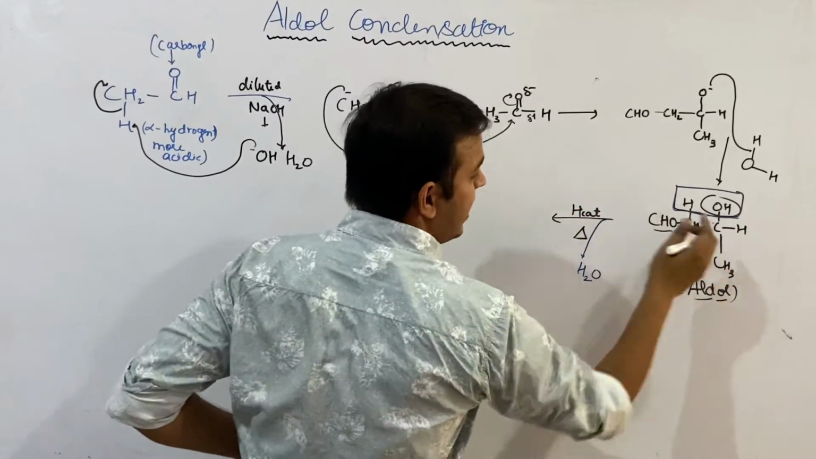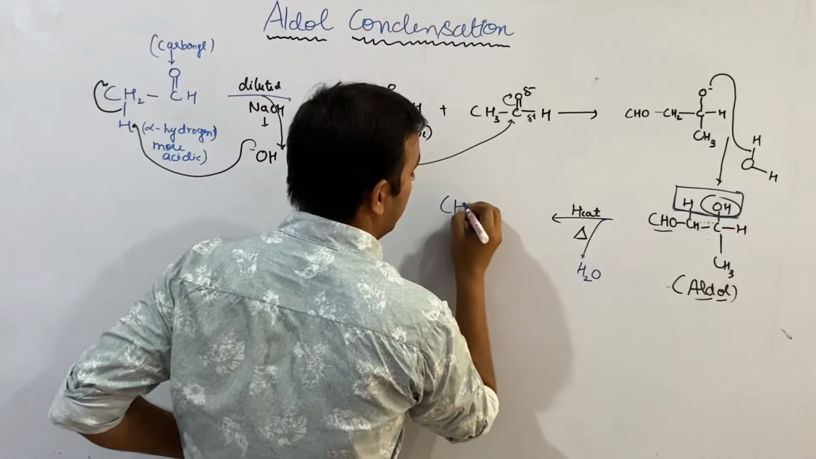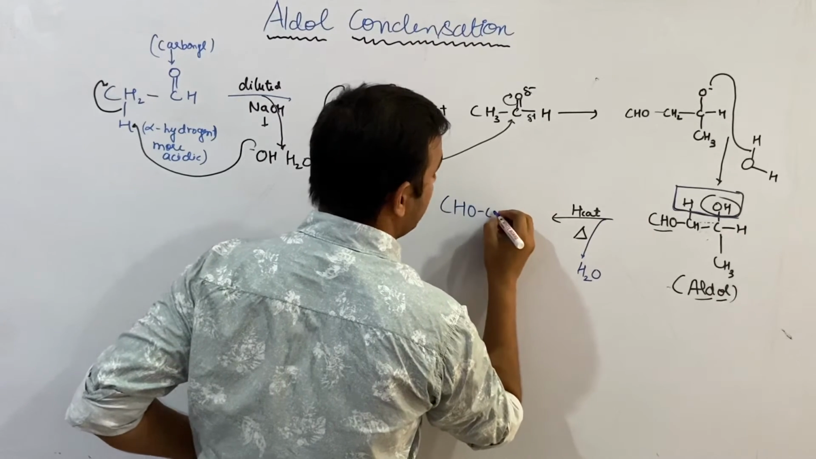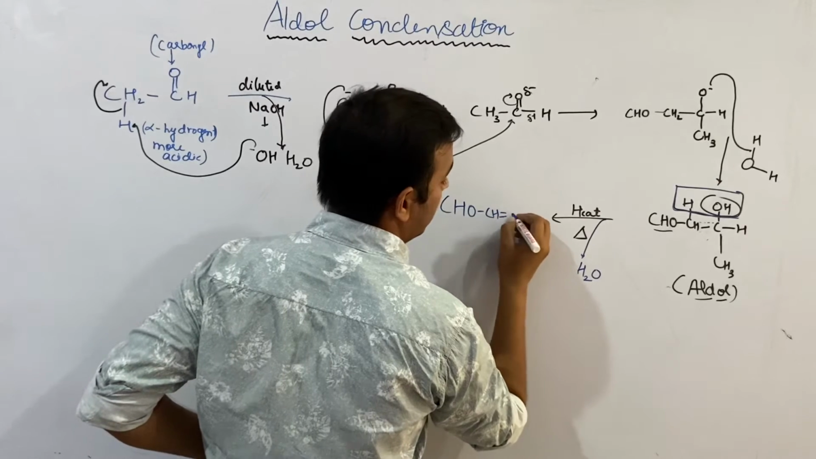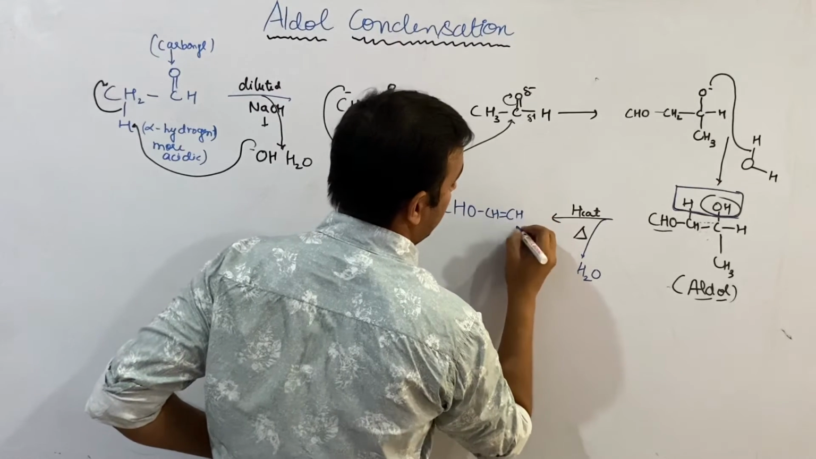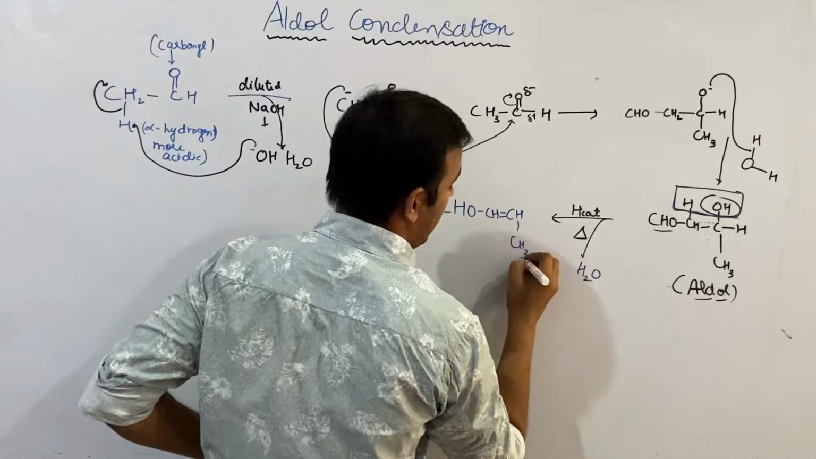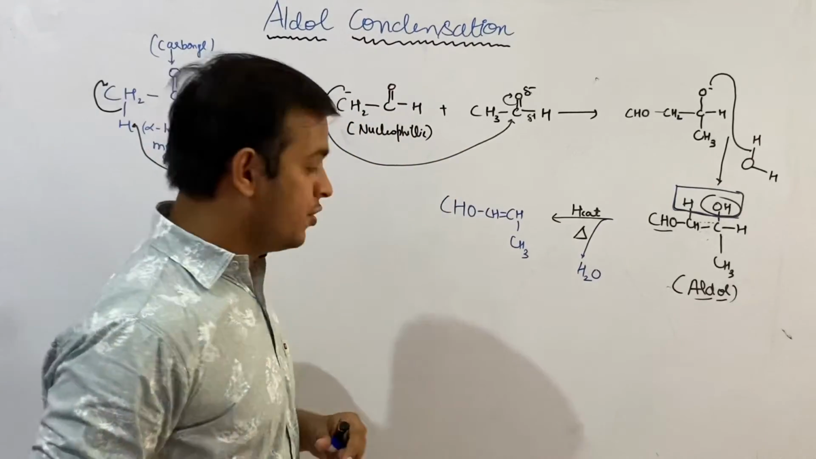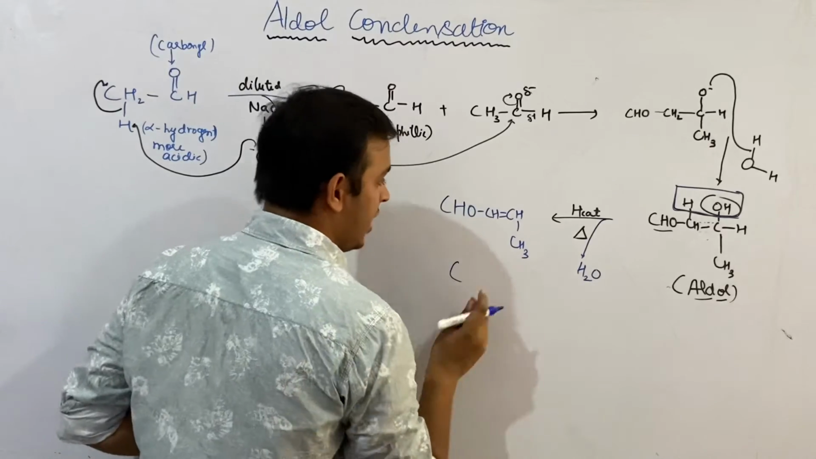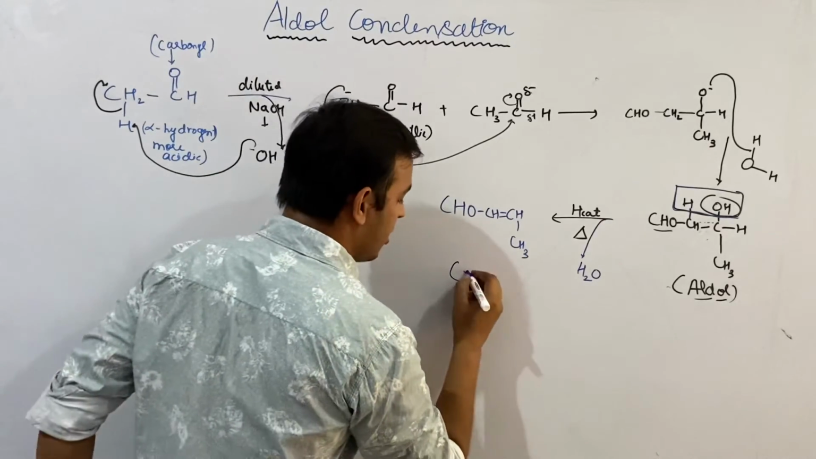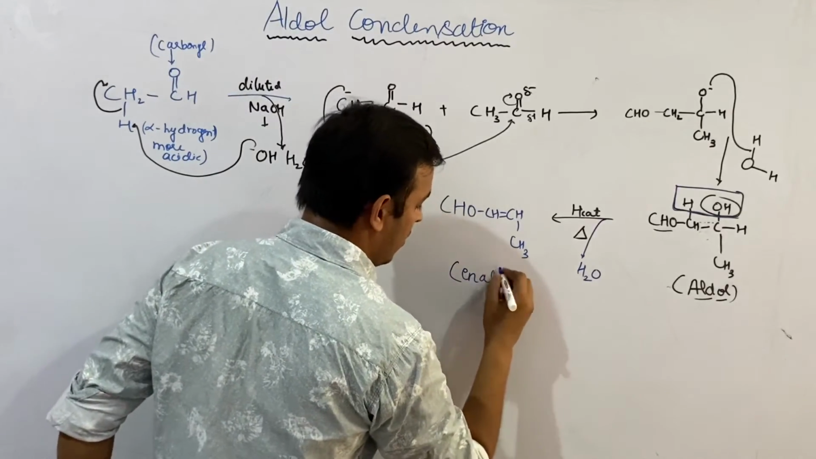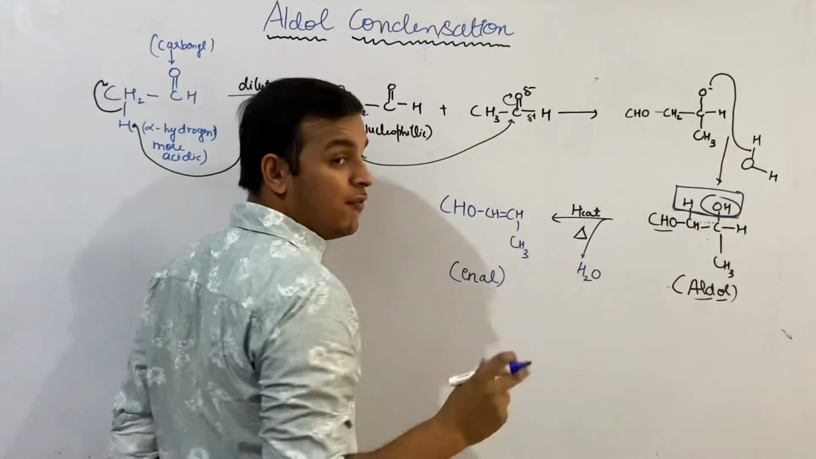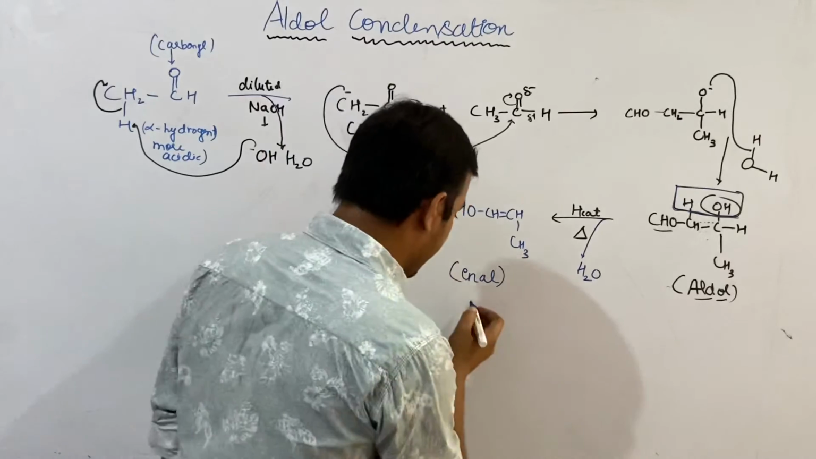So after giving heat, this particular type of species will form. Okay, this particular species also has a general name. So what is the general name? Its general name is enol. Why enol? Because it has a double bond, and for a double bond the suffix used is en.